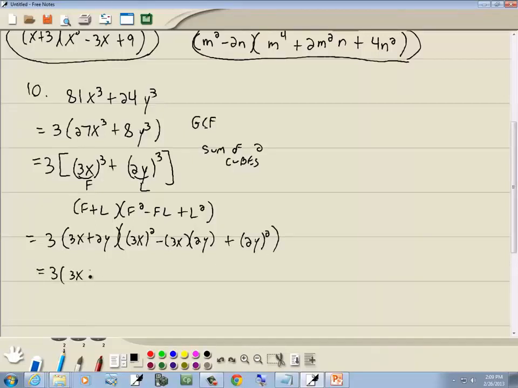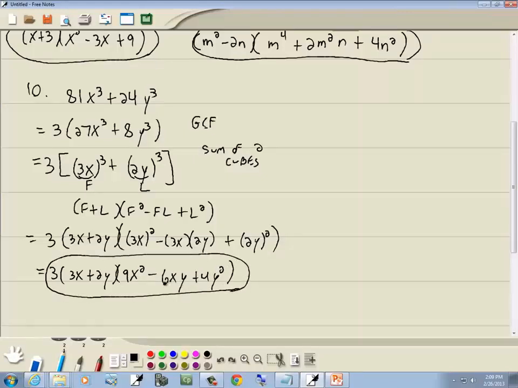So that gives us 3 times 3x plus 2y, then 3x squared, 3x times 3x is 9x squared, minus 3 times 2 is 6xy, plus 2y squared. 2y times 2y gives us 4y squared. Now it always looks like you can factor that further, but you can't. There'd have to be, I believe, a 12 in here in the middle for you to go further than that. So that's our answer.